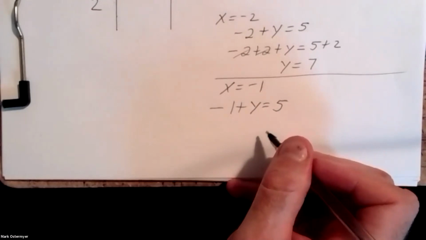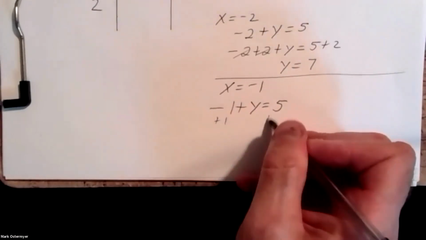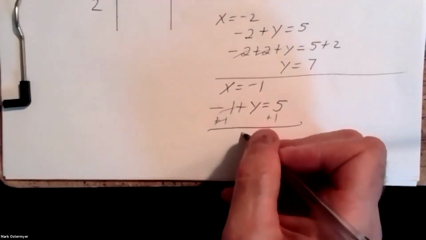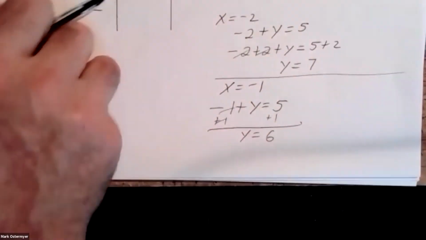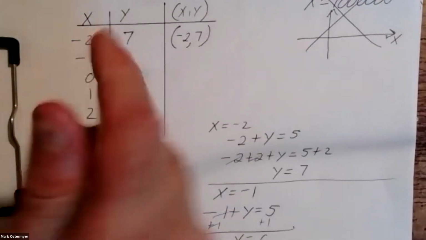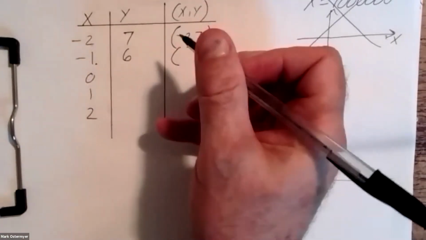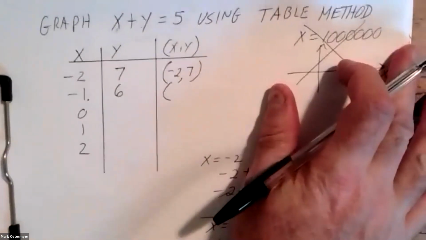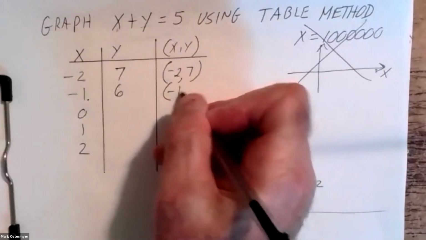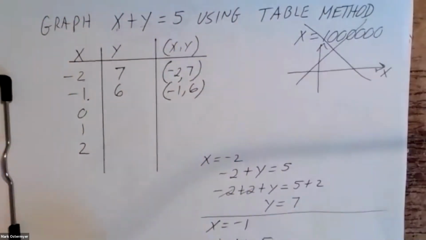And now we solve for y by adding 1 to both sides. Y is equal to 6. And so, ladies and gentlemen, if x is -1, y has got to be 6. Hence, another ordered pair solution to this equation up here would be (-1, 6). That's another solution.